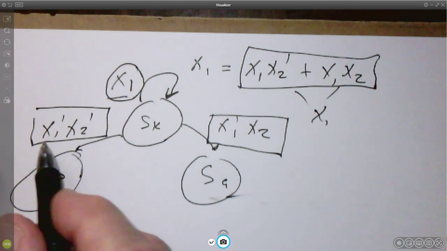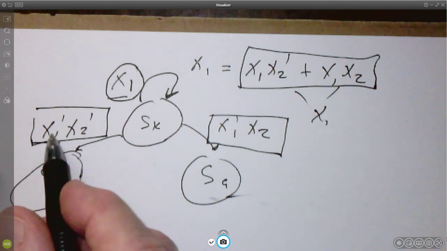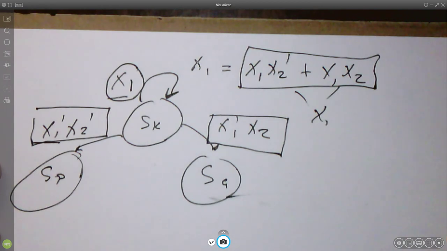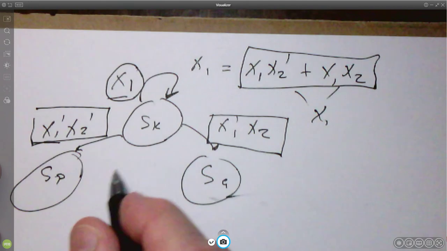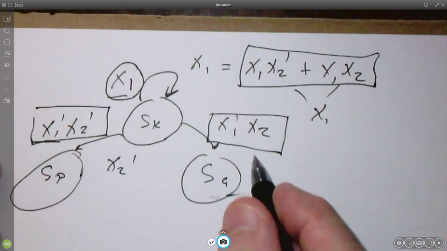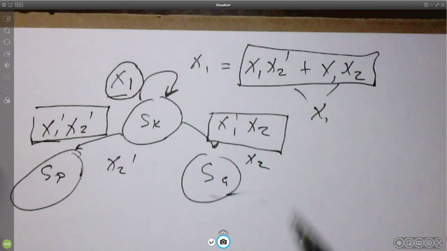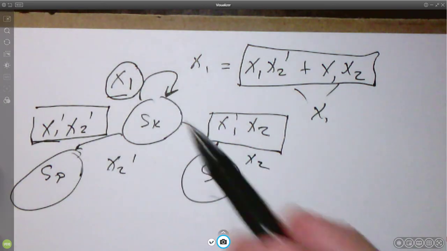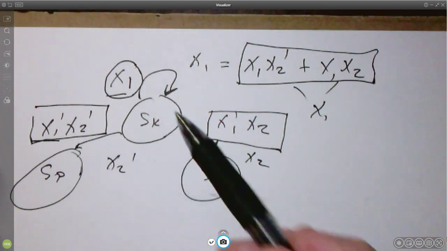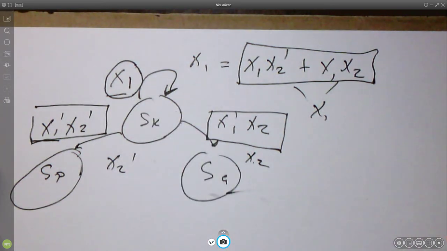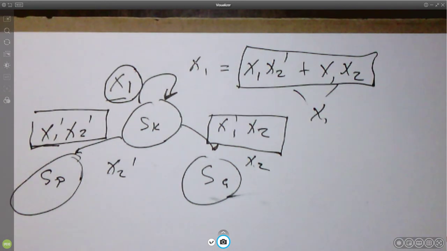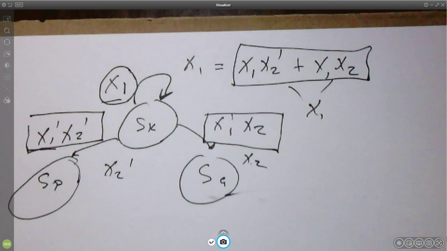we have to specify that X1 is not true here. All right. So I mean, if you just wrote this X2 prime and X2, then how would you know where to go when both X1 and X2 are true? All right, so we need to completely specify the state diagram.